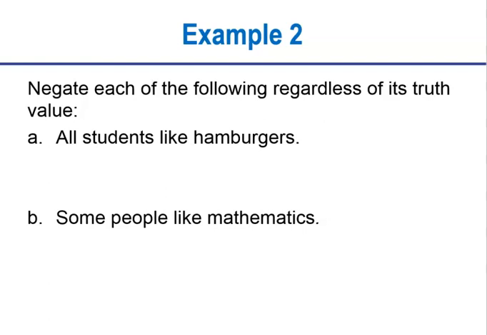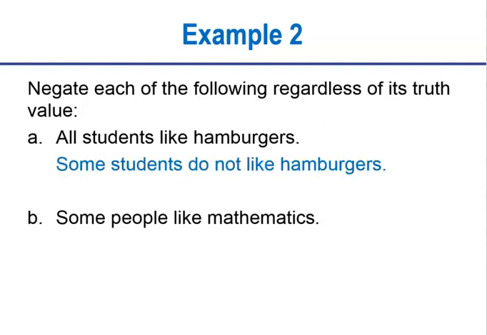So all students like hamburgers. The opposite of that is not some students like hamburgers, or no students like hamburgers. I'm sorry, I said that wrong. Let me clarify. The negation of all students like hamburgers is not no students like hamburgers. I know it seems like it ought to be, but you're looking at it as black or white. There's some gray in the middle. The negation of all students like hamburgers is some students do not like hamburgers.